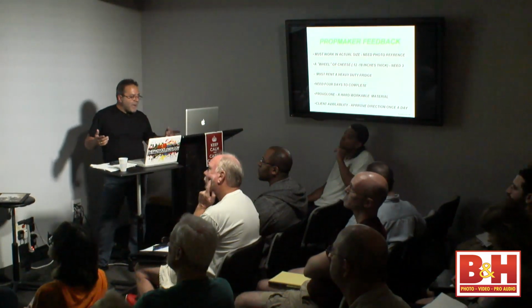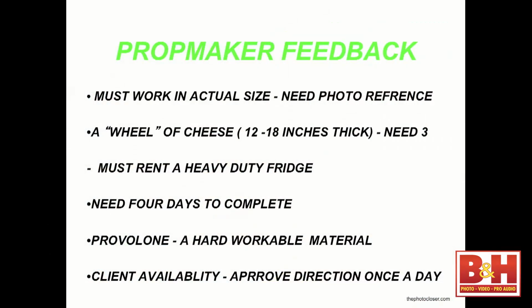So I get some feedback from the prop maker. He feels that you've got to work in actual size. You can't do this in miniature to create that turbine of the engine. You need something bigger. So we need a wheel of cheese. They're 12, 18 inches thick. He needs 3 of them because they could break while you're doing it. You're going to need a heavy-duty fridge. He needs 4 days to complete. Provolone is the only cheese that's going to work. It's a hard workable material.